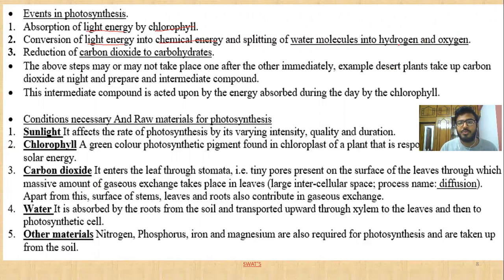Okay, now from where are hydrogen and oxygen split? There is a question like this. Then you have to answer: from water, that is H2O, hydrogen and oxygen are split. Now, reduction of carbon dioxide to carbohydrates. 6 CO2 becomes C6H12O6. Okay, glucose is formed. So carbon dioxide to carbohydrates.